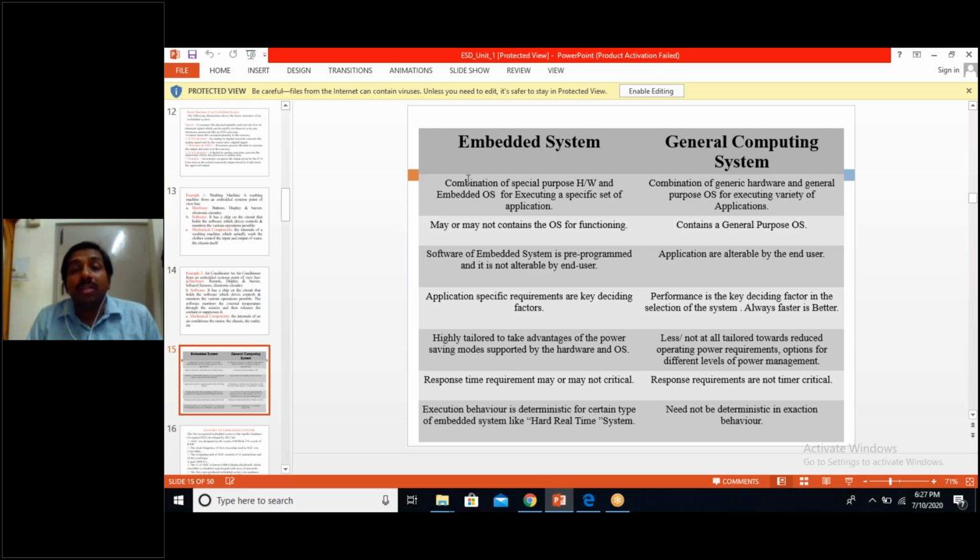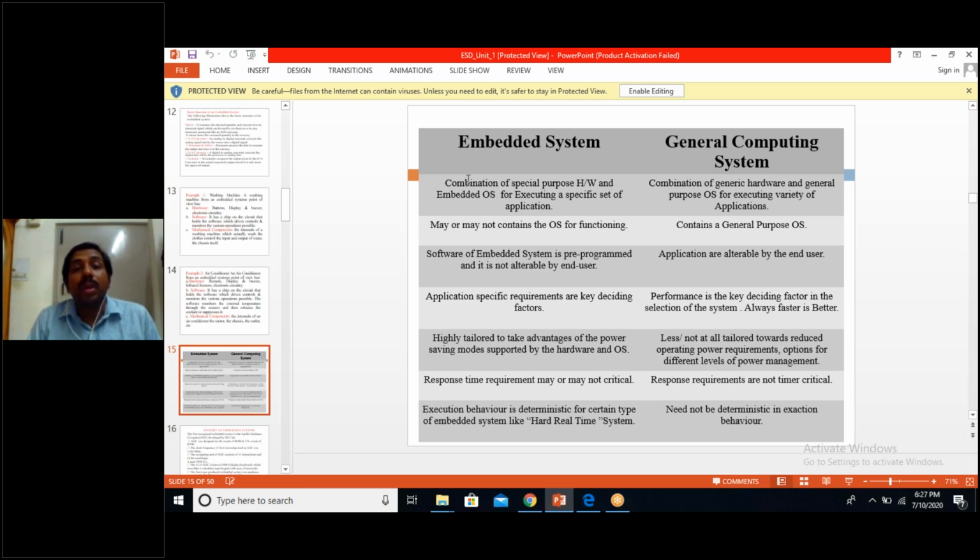Whereas general computing system is a desktop PC. It is having a hardware, and the OS is also general purpose. You can use any Windows for that. For a general purpose computing system, you can use Windows or Linux. But when you go to embedded system, you have to use RTOS, where it requires a real-time OS. So embedded system requires a real-time OS. General computing system requires a normal OS.